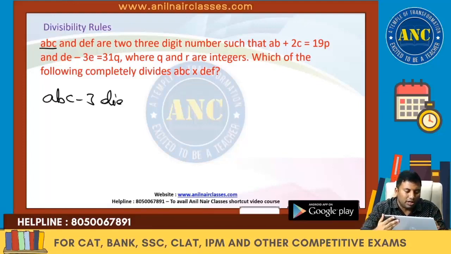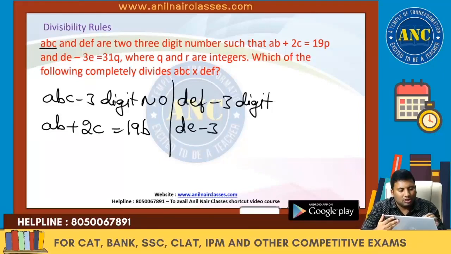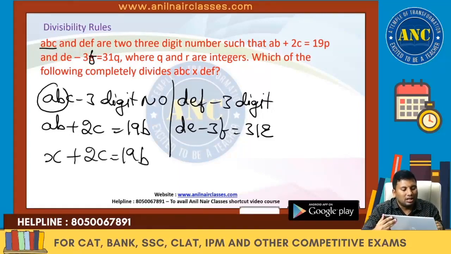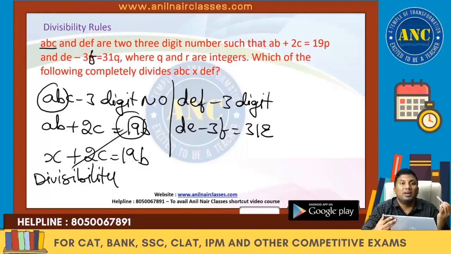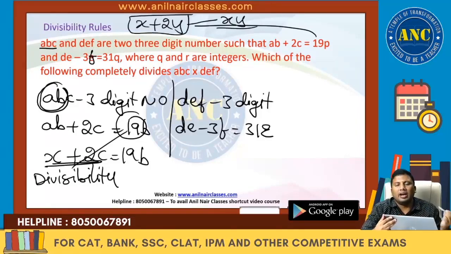ABC is a 3-digit number, okay? AB plus 2C is 19P. DEF is another 3-digit number. DE minus 3F is 31Q. Now if I take AB as some number X, X plus 2C is 19B. Can I say that that is nothing but the divisibility rule for 19? Yes or no? Instead of giving AB, he gave ABC. I told you that A is any digit number. X plus 2Y is the divisibility rule for any number of the form XY. So that means ABC is divisible by 19.